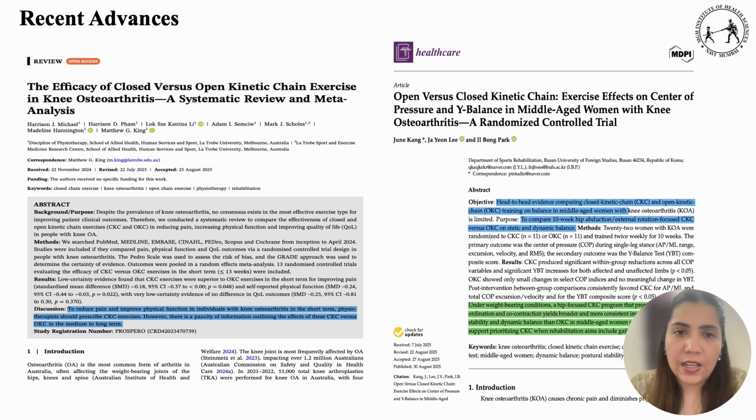Another study that I have mentioned here recommends that closed kinematic chain exercises focused on the hip joint are much more effective than open kinematic chain exercises in order to improve postural stability and dynamic balance in middle-aged women with knee osteoarthritis. This is a randomized control trial.